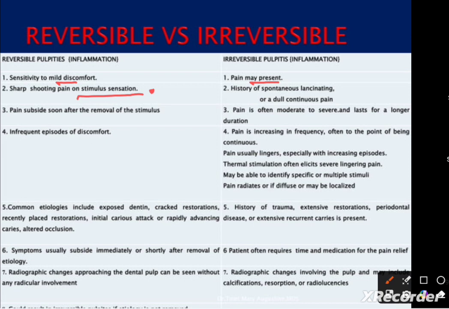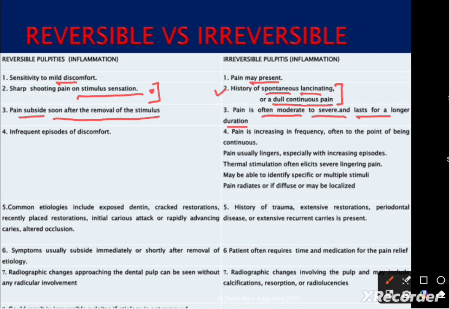Whereas in case of irreversible pulpitis, there is spontaneous lancinating pain or there can be dull continuous pain. So this is the characteristic of pain in reversible as well as in irreversible pulpitis. In reversible pulpitis, there is sharp shooting pain, whereas in irreversible pulpitis, there is spontaneous lancinating or dull continuous pain. In reversible pulpitis, the pain subsides soon after removal of stimulus, whereas in case of irreversible pulpitis, pain is often moderate to severe and it lasts for a longer period of time.